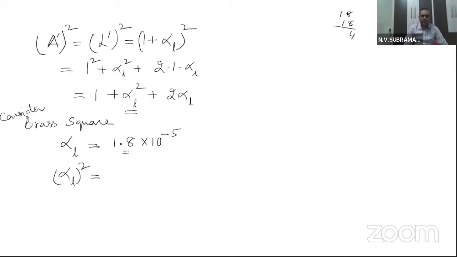8 8s are 64. 8 1s are 8 plus 6 is 14. 1 8s are 8. 1 1s are 1. That is 4, and 2 plus 1 carry 3. That means 1.8 times 1.8, so we will get 3.24. 3.24 into 10 power minus 5 we must also square, no. That means 10 power minus 10. So alpha L square: 1.8 square gives 3.24, and 10 power minus 5 square gives 10 power minus 10.